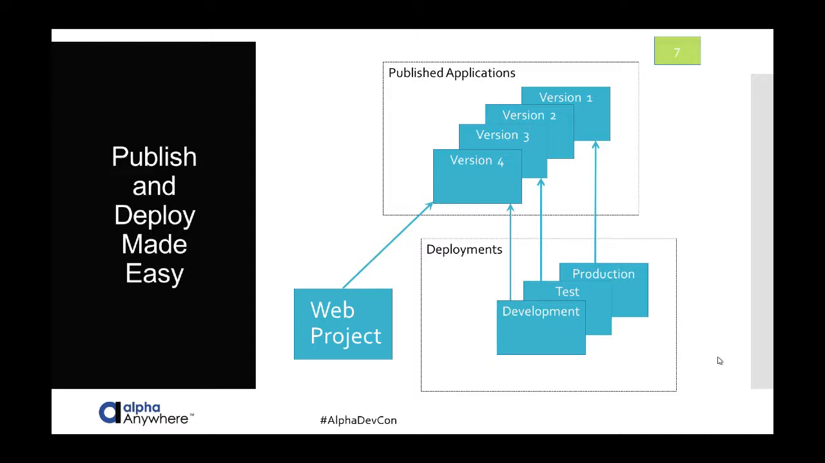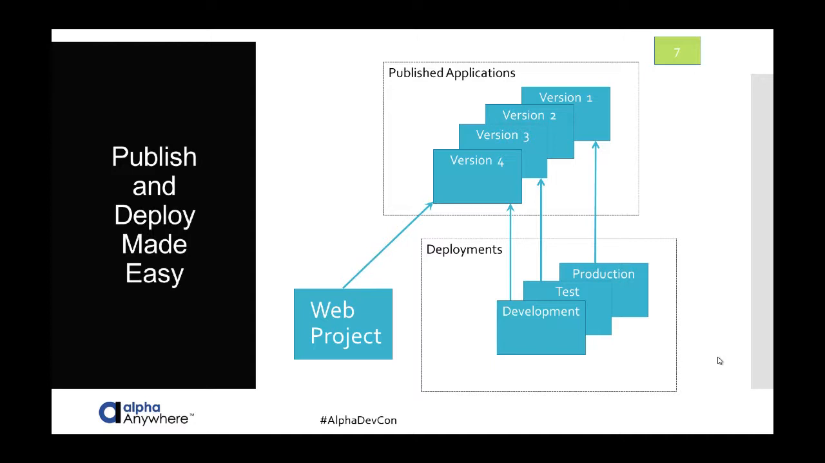In this case, we see production is referencing version 1 of your application. Presumably it's been tested, it's running in production, and you have published 3 more versions. Version 3, in this example, is being used by test. That may ultimately be promoted to the production deployment. Version 4 is your development deployment.